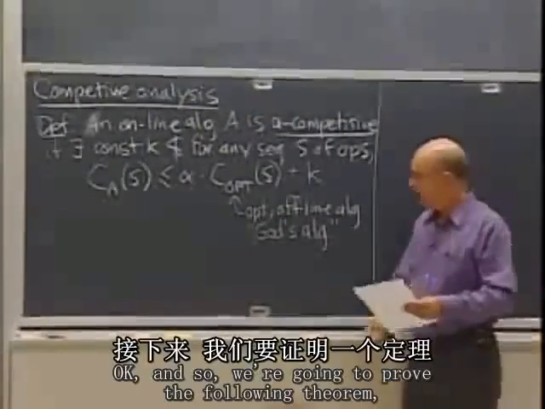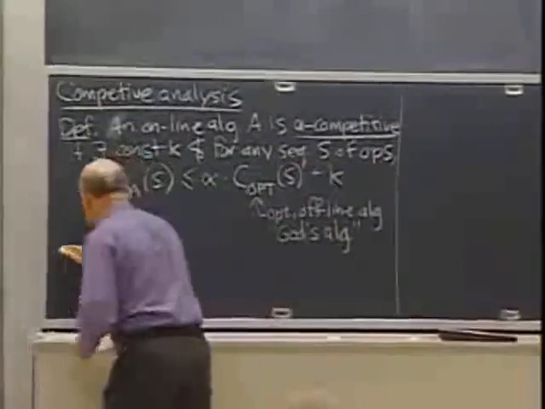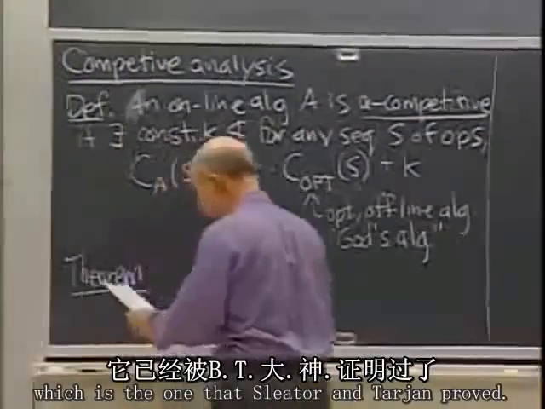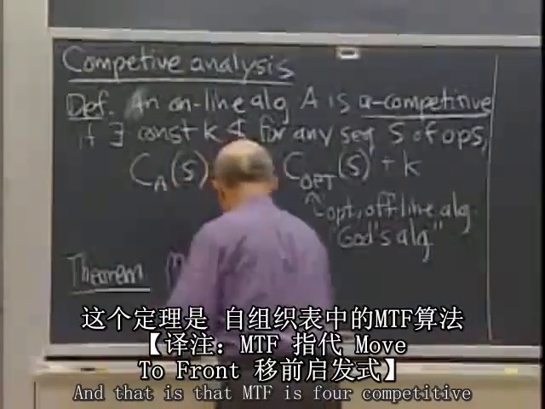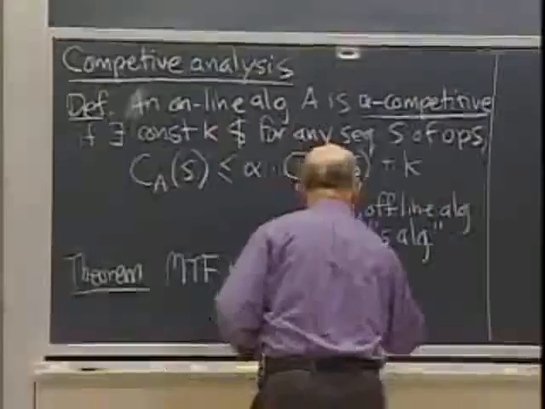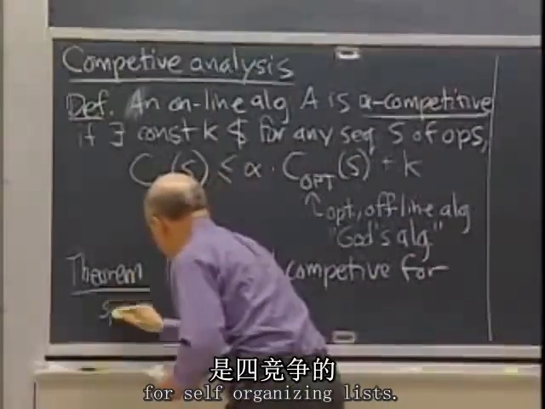Okay. And so we're going to prove the following theorem, which is the one that Sleator and Tarjan proved. And that is that MTF is 4 competitive for self-organizing lists.